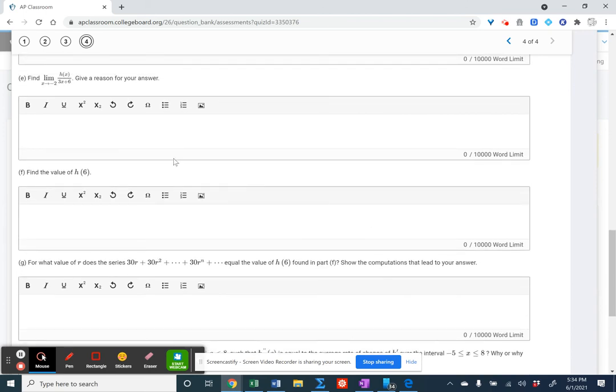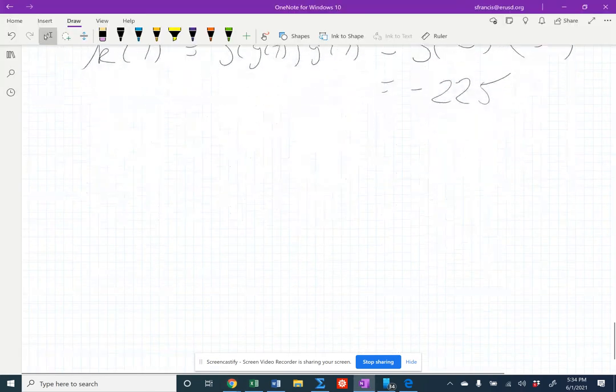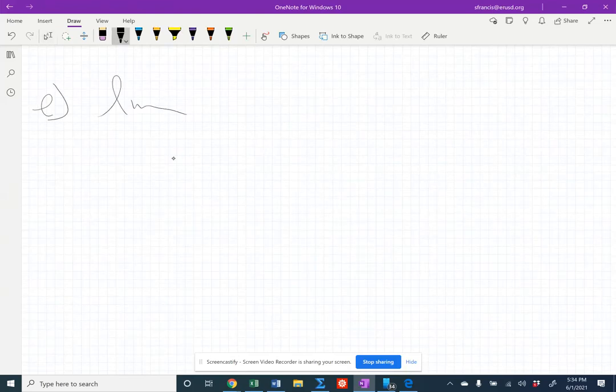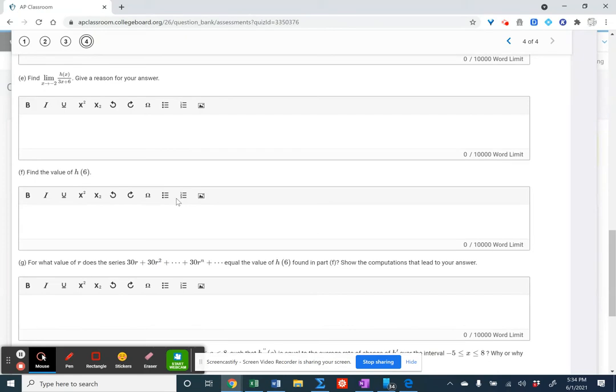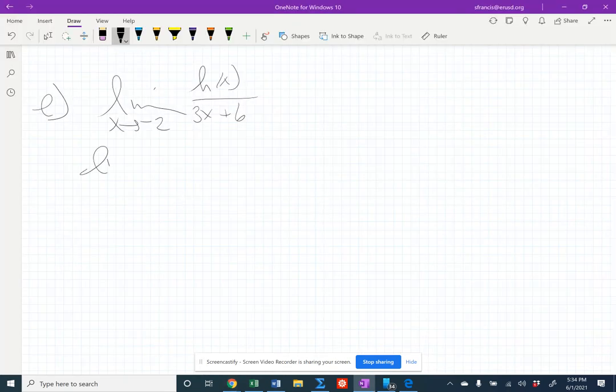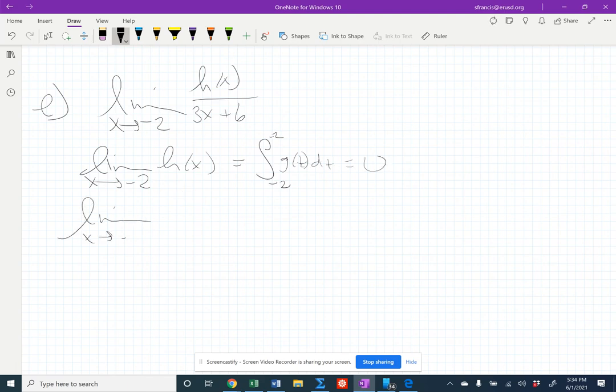Letter E, take the limit as x approaches negative 2 of h of x divided by 3x plus 6. Now, on the AP exam, show them separately. Don't skip steps for stuff like this. We know this is going to equal 0 because the upper and lower limits are going to be the same. They absolutely love seeing this stuff off to the side. They know you're taking great care to explain to them.